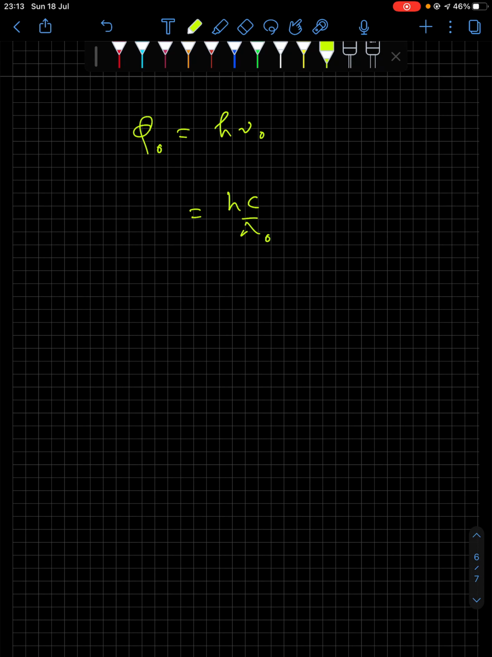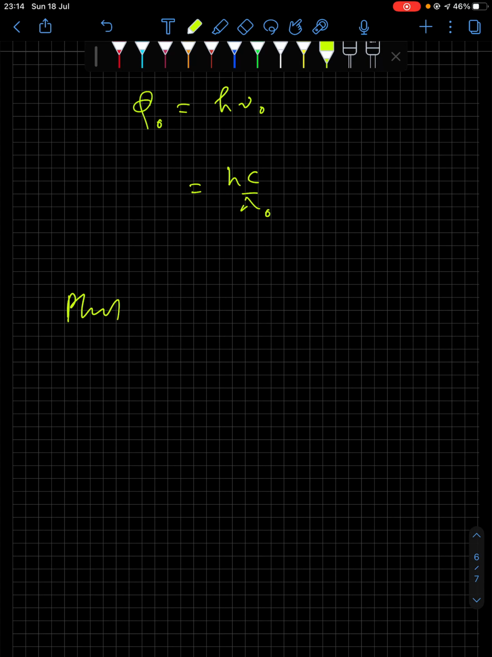Next we have threshold frequency. Threshold frequency is basically this nu naught. It is a measure of the minimum frequency the incident light should have to cause photoelectric effect. Again, threshold wavelength is the maximum wavelength an incident light can have to cause photoelectric effect.